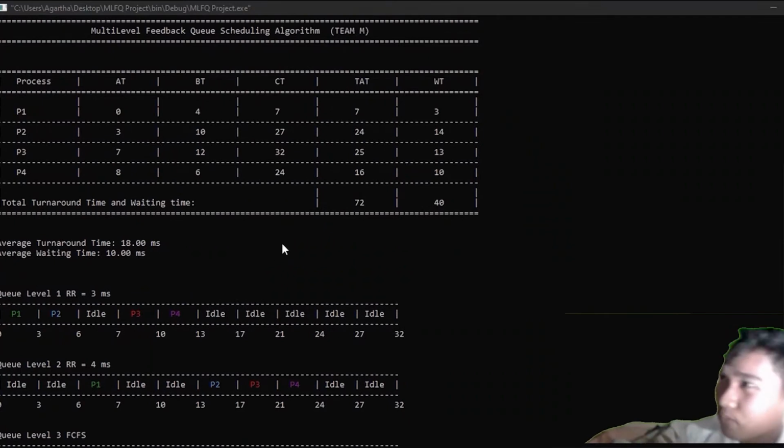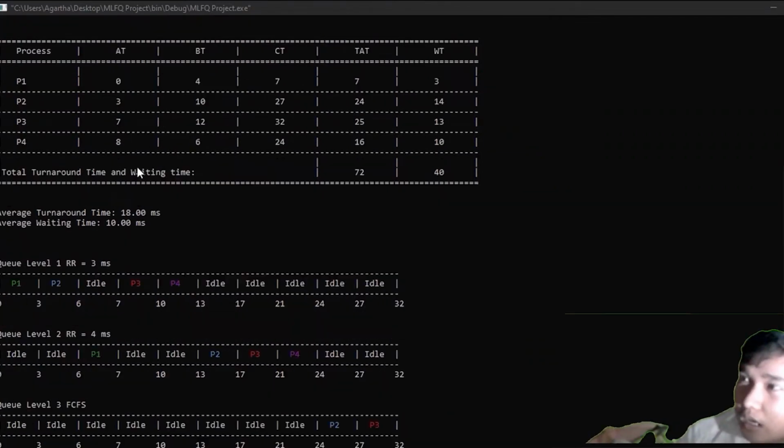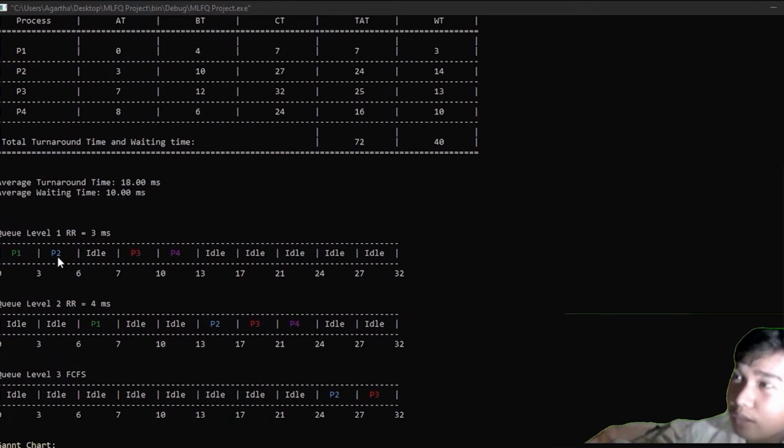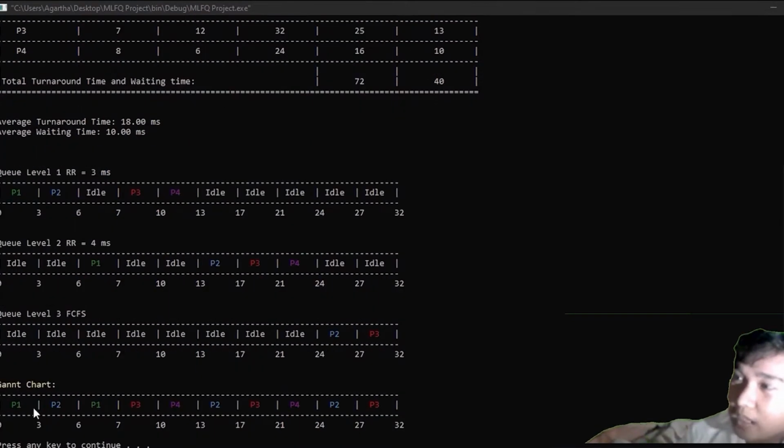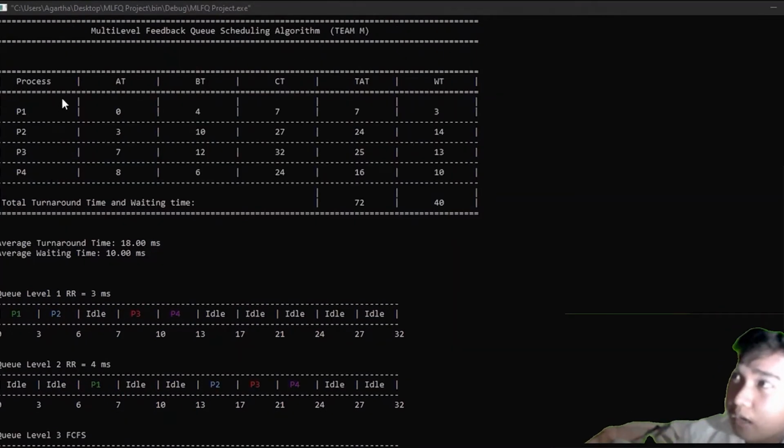The program consists of the table, Gantt chart of queue level 1, 2, 3, and the final Gantt chart of all processes. So in the table, it consists of process P1 with arrival time of 0 and burst time of 4. P2 with arrival time of 3 and burst time of 10. P3 has arrival time of 7 and burst time of 12. And P4 has arrival time of 8 and burst time of 6.